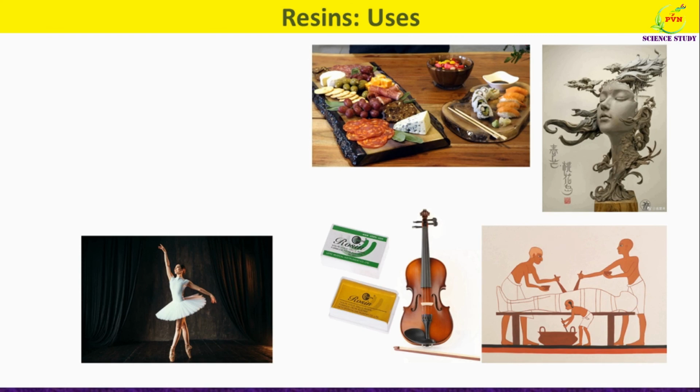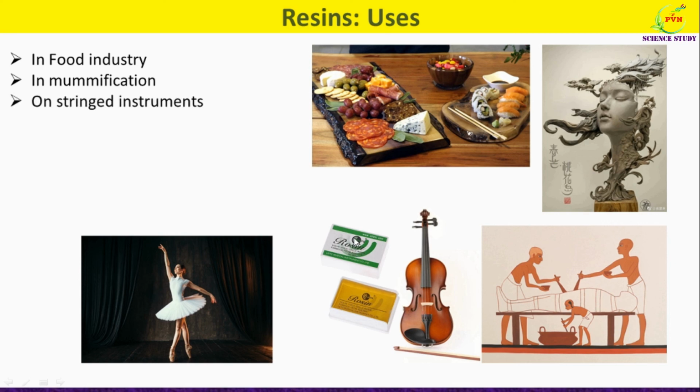Resins also show various uses. Resin is also used in food industry. In food industry, resins are used as glazing and stabilizing agents. In the ancient times, the Egyptians used resins in mummification and preservation of the dead bodies.